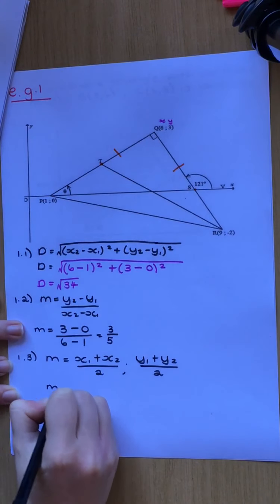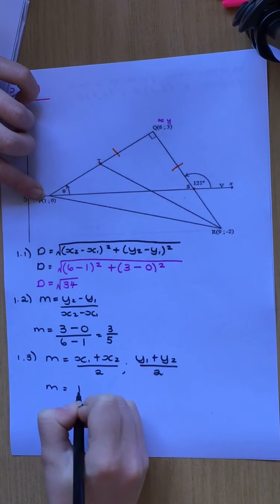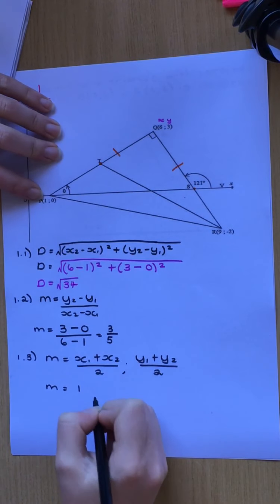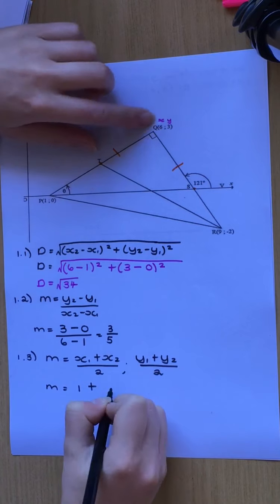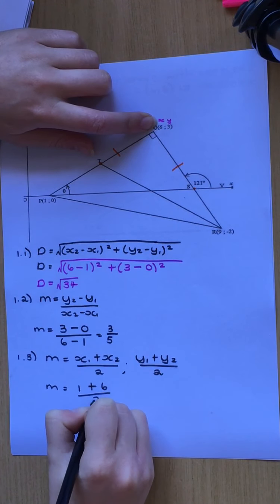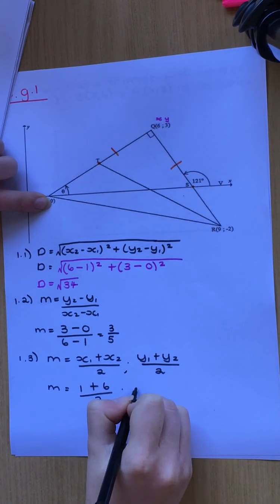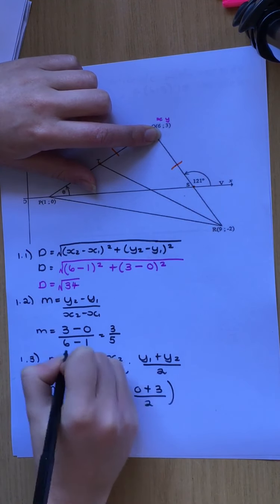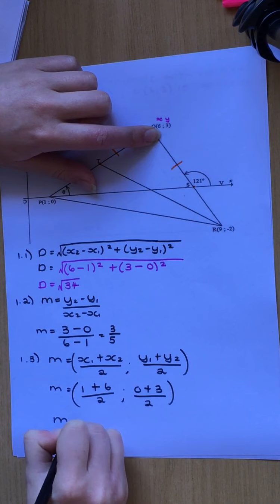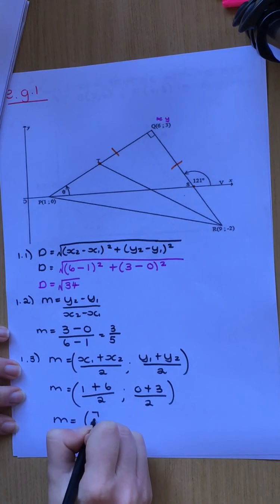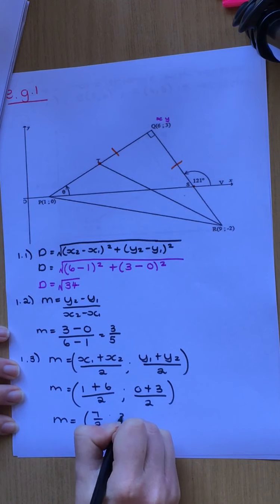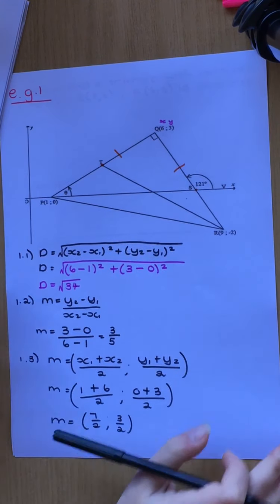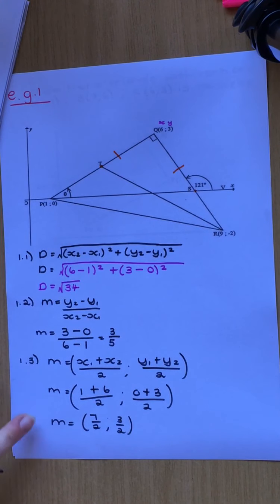Let's say I started here, sorry, I didn't really think it through, but let's say this is x1, x2 will be here, 6 over 2. Then I do the same thing with y, so this will be 0 plus y2, which is 3, over 2. And these are coordinates, so I can put them in a bracket. So M is going to be 1 plus 6 is 7, so it's 7 over 2, and 0 plus 3 is 3, so it is 3 over 2. Okay, so that is your distance, your gradient, and your midpoint theorem over there.